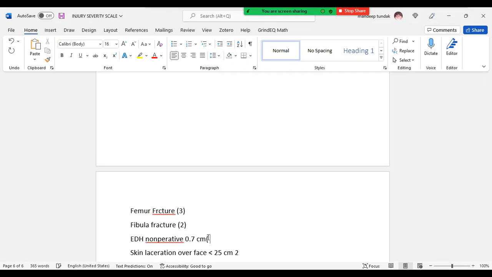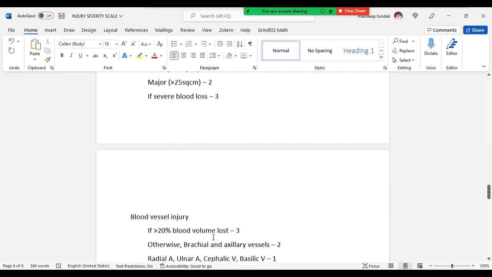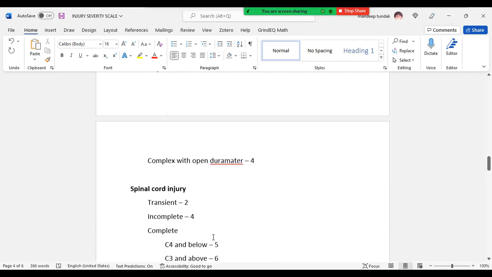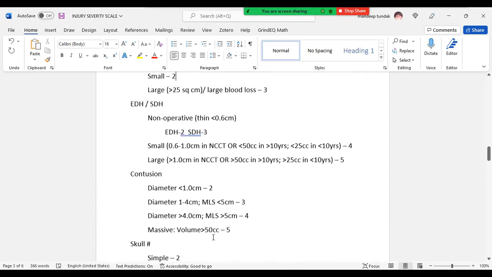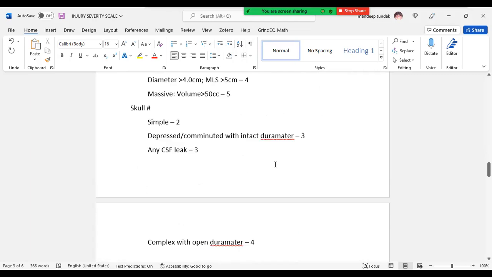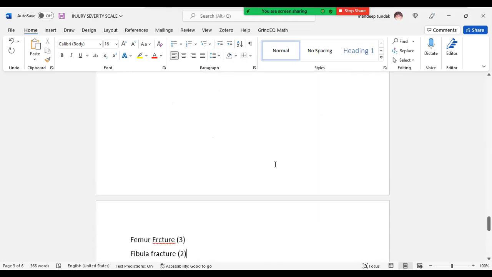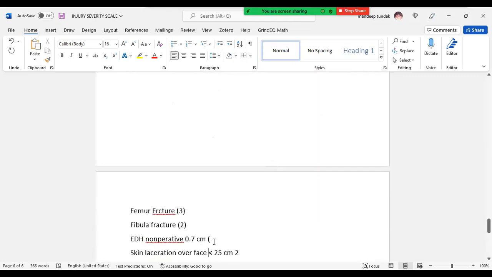Score? Anybody? Just guess is okay. This is just text. You don't have to remember. I will share this PDF with you. If you're not remembering, this is just to tell you how we actually calculate this score. So a small EDH of 0.7, the score is 4. Adult patient, obviously. For this we have given a score of 4.